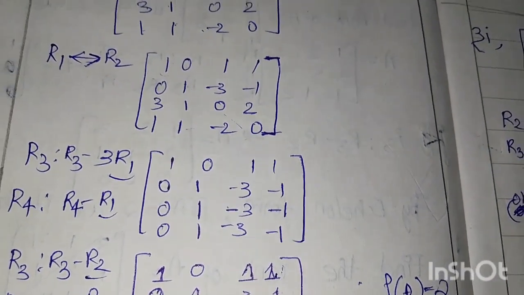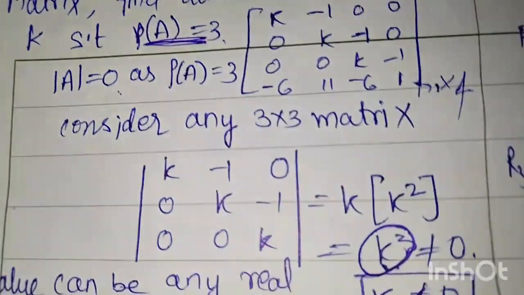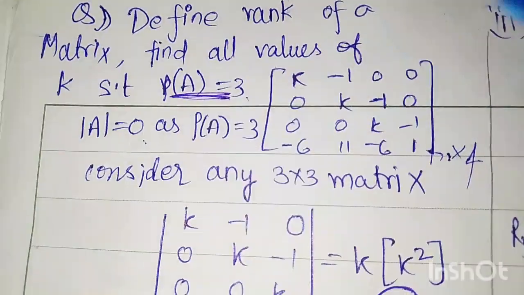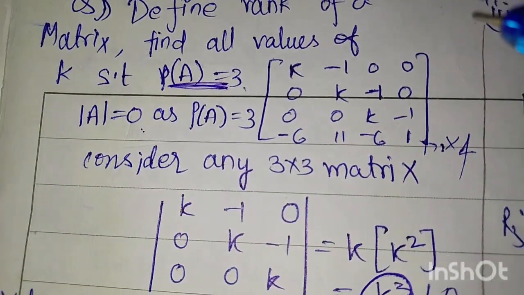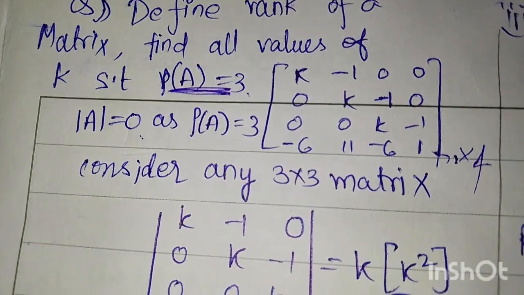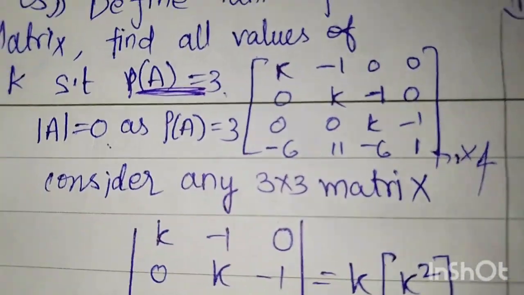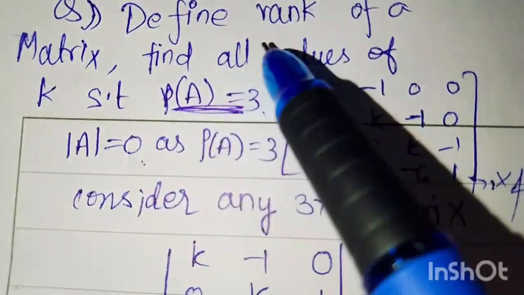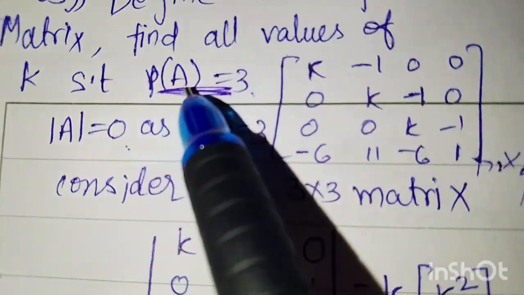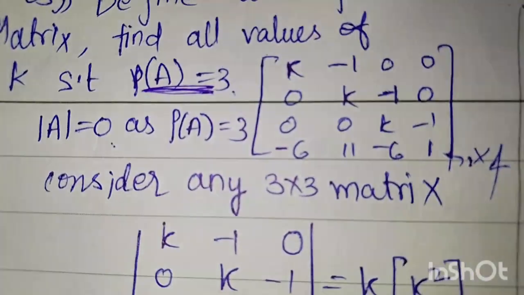So define rank of a matrix and find all values of k. What is the rank of a matrix? Rank of matrix, at least one non-zero minor should be of order r. Okay. So see this, find all values of k such that rank of A is 3. So this is 4 cross 4 matrix and they're telling that rank is 3.